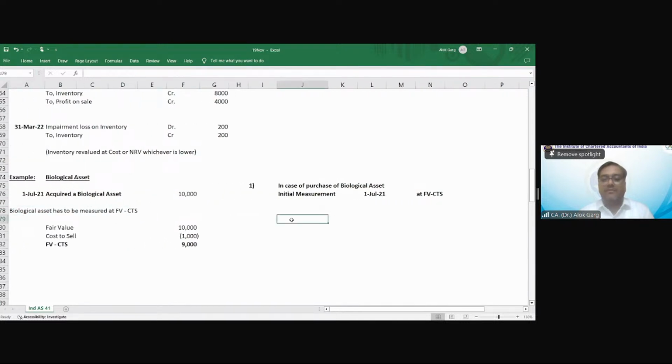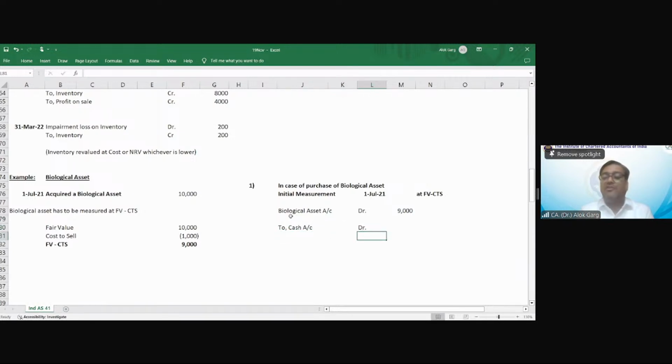So biological asset account at 9,000. Loss on initial recognition that will go to P&L will be of rupees. So hold on. Biological asset account debit. Okay, so go step by step. At what value should I recognize my biological asset? 9,000, which is at fair value less cost to sell. How much cash have I paid to acquire this biological asset? 10,000. To cash account.